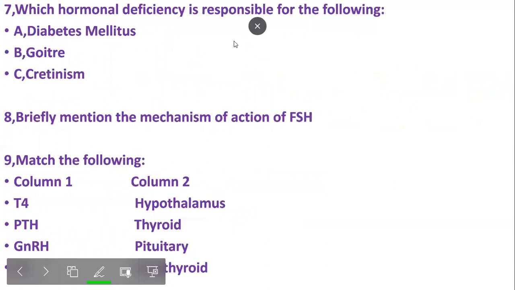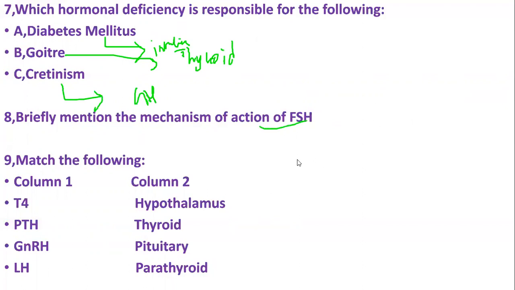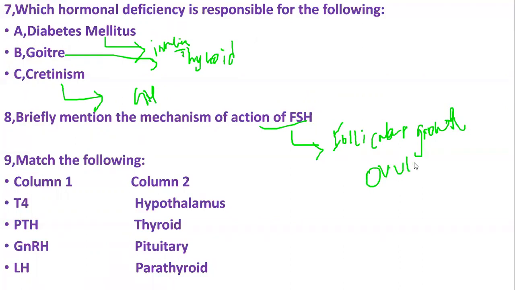Now, which hormone deficiency is responsible for the following? Diabetes mellitus, insulin deficiency. Goiter, thyroid deficiency. And cretinism, growth hormone deficiency. So what is the mechanism of follicle stimulating hormone? It basically helps in follicular growth and ovulation. What does FSH do? It helps in follicular growth and also ovulation.